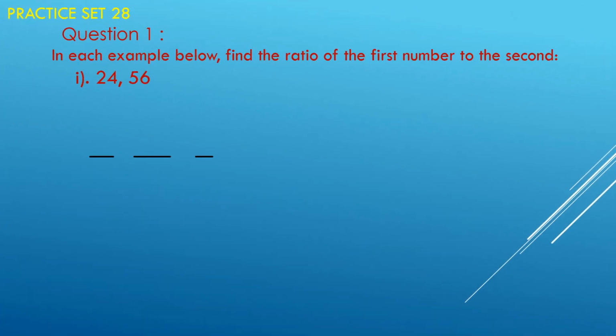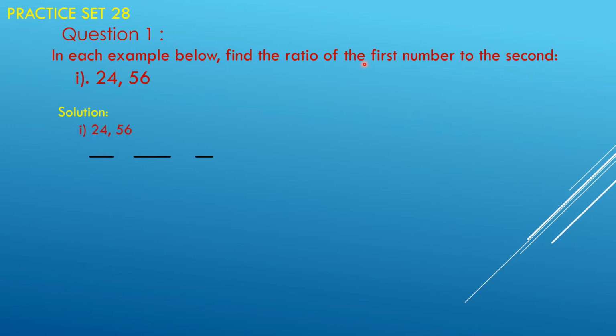Yes, children, let's start your practice set 28, question 1. In each example below, find the ratio of the first number to the second. Your first question is 24 and 56. First number is 24 and second number is 56. Solution.